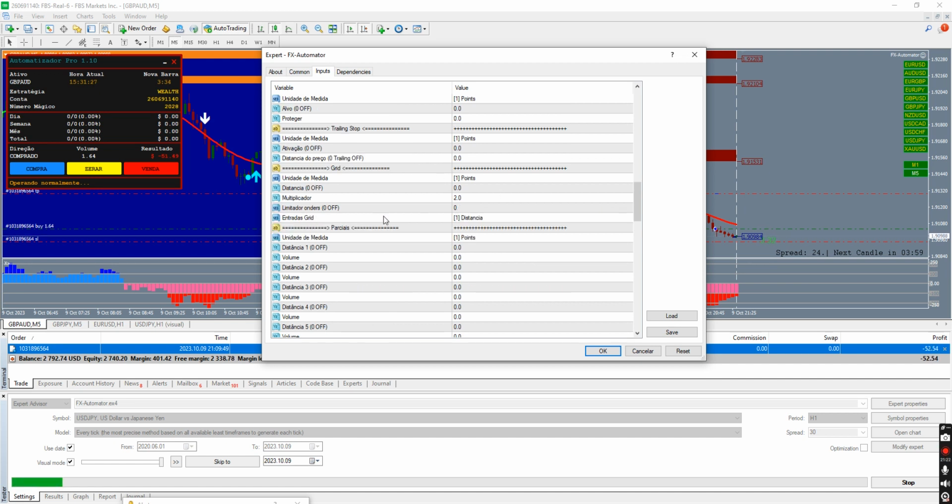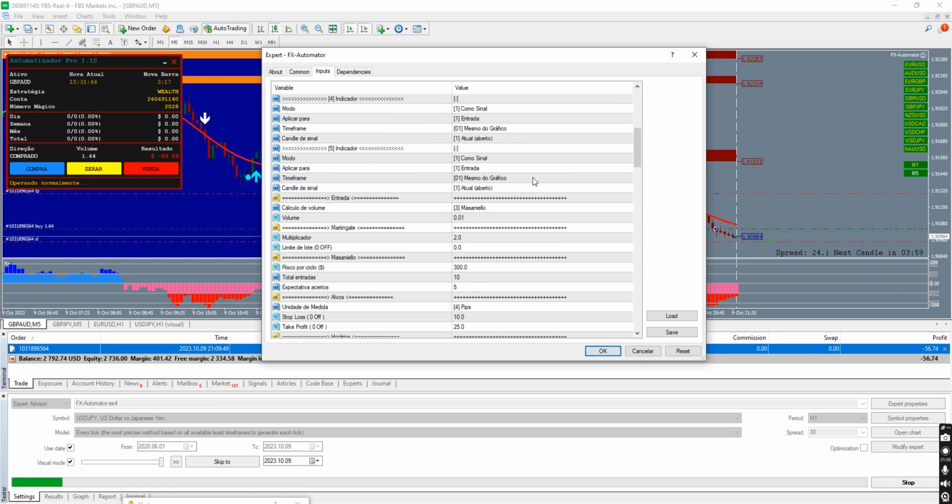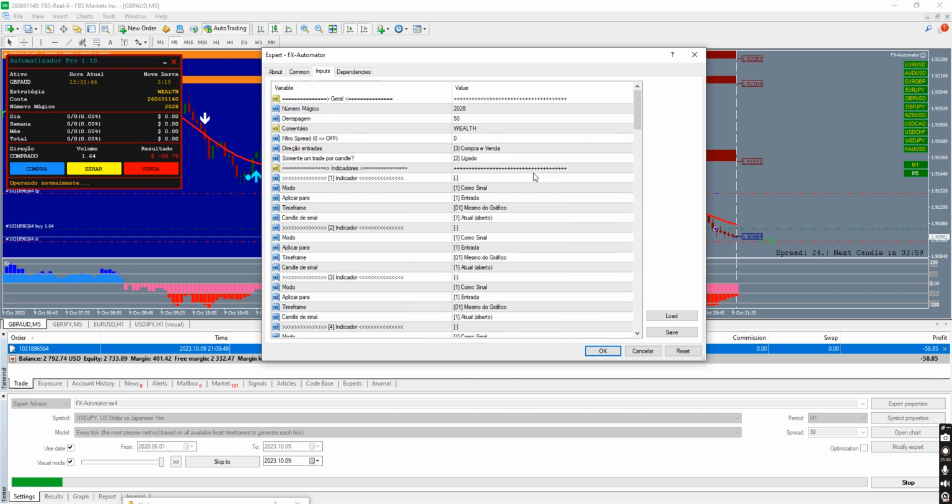So you have grid trading, and you have stock trading, martingale, everything you can think about in other auto trading software out there. You have it here. And the best part is that you have something more than what they have there.